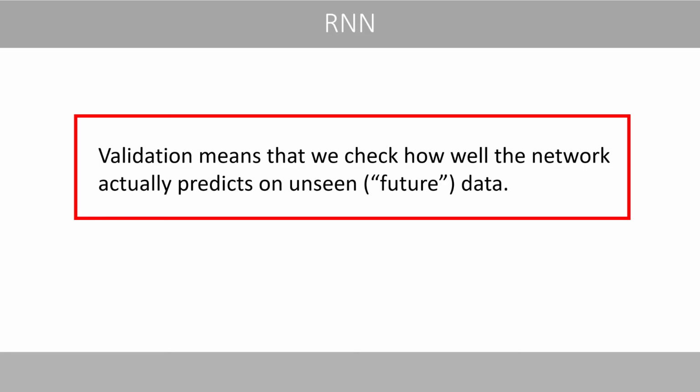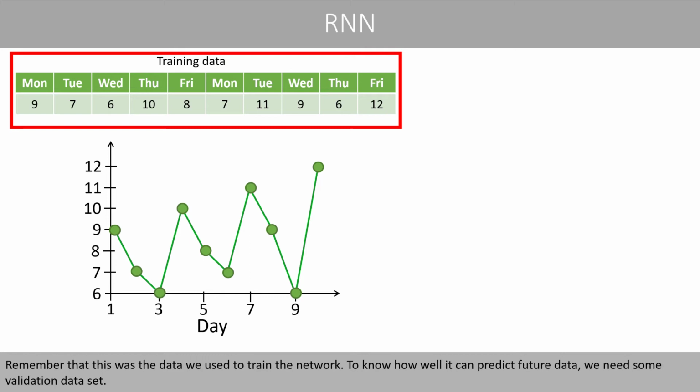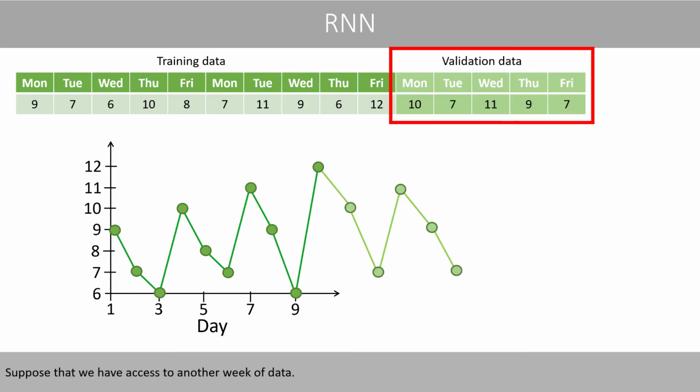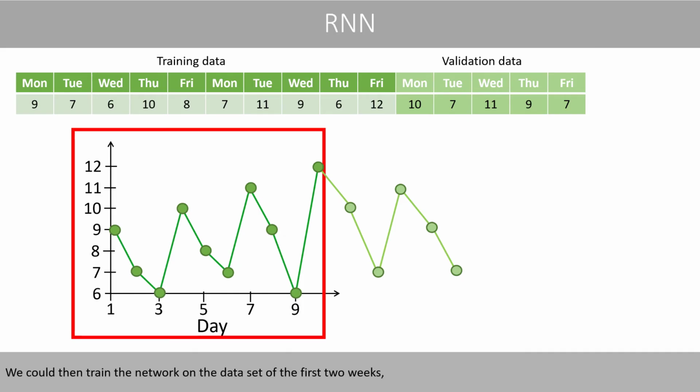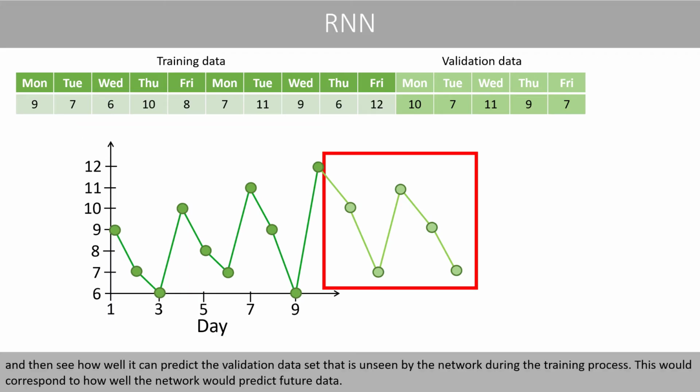Validation means that we check how well the network actually predicts on unseen data. Remember that this was the data we used to train the network. To know how well it can predict future data, we need some sort of validation dataset. Suppose that we have access to another week of data. We could then train the network on the dataset of the first 2 weeks, and then see how well it can predict the validation dataset that is unseen by the network during the training process. This would correspond to how well the network would predict future data.